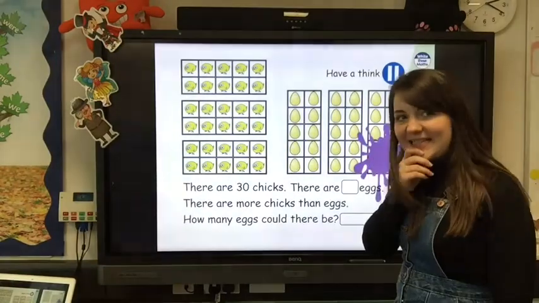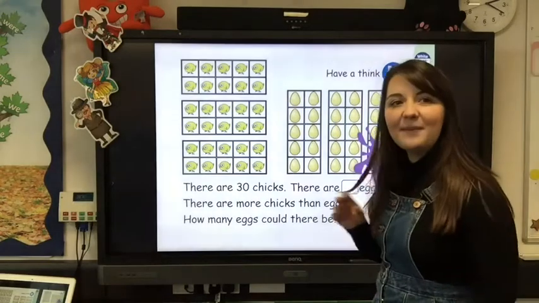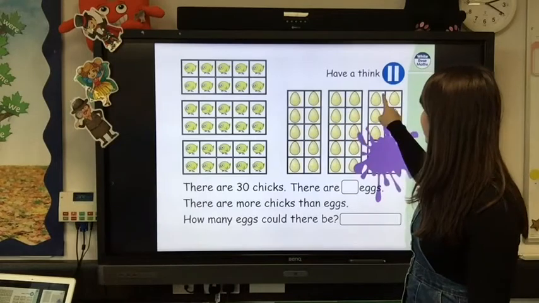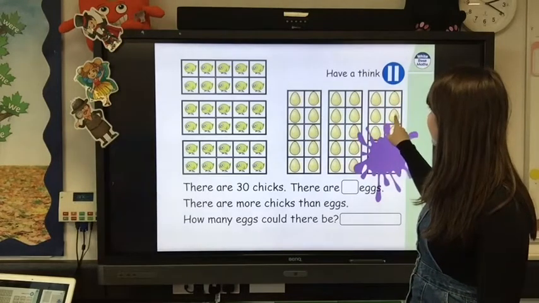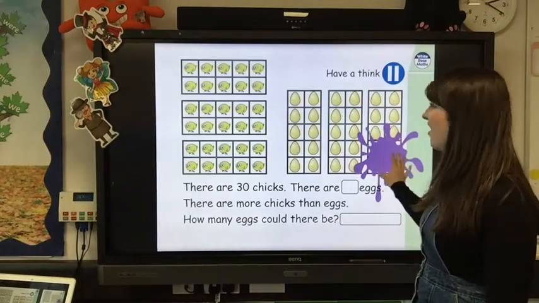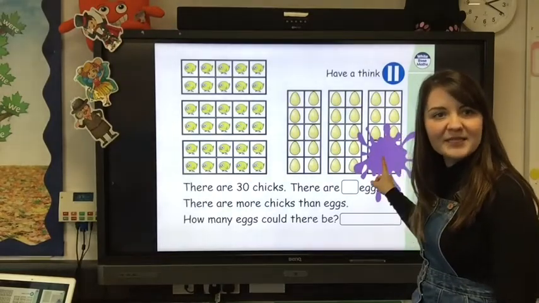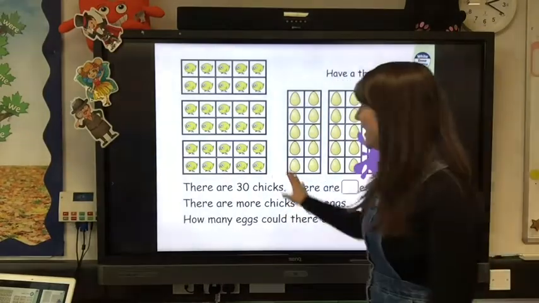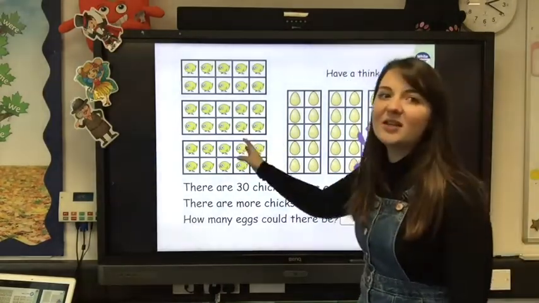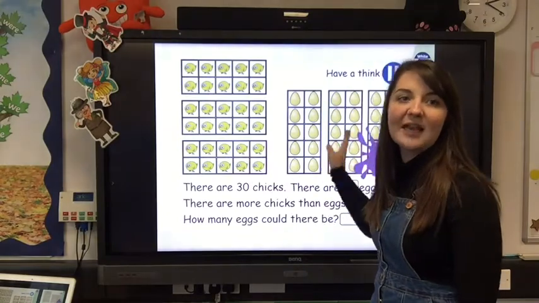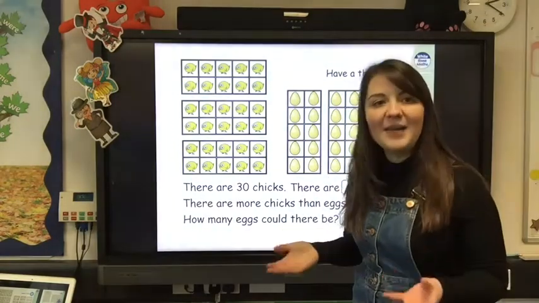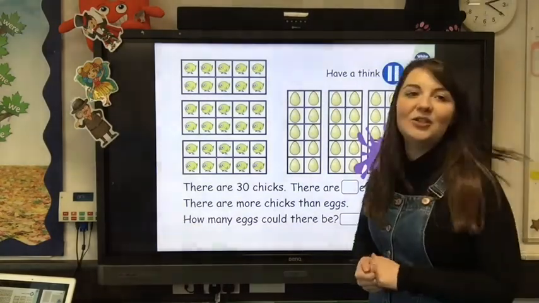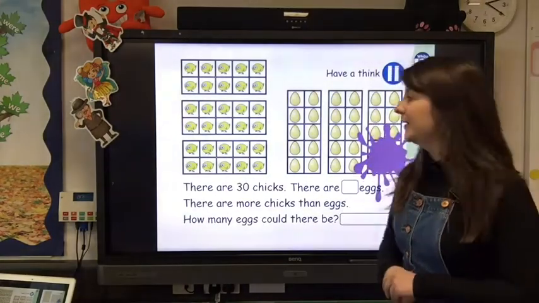Now we have some eggs here. Let's see how many I can see so far. 10, 20, 21, 22, 23, 24, 25, 26. I don't actually know how many are on there because it's covered with a splat. But it does say there are more chicks than eggs. So there's 30 chicks and there's more chicks than eggs. So how many eggs could there be? Oh, you've got some working out to do. Pause the video and have a think.